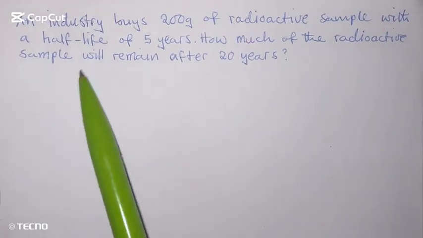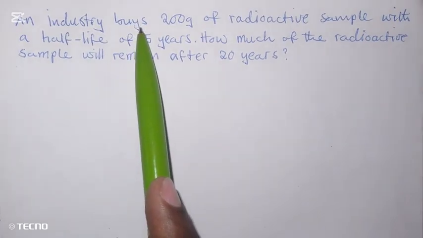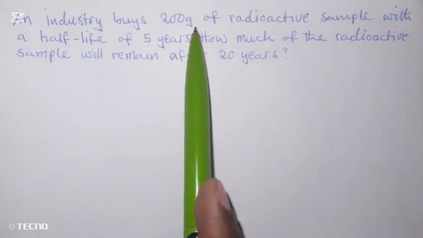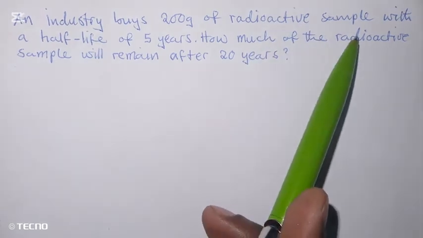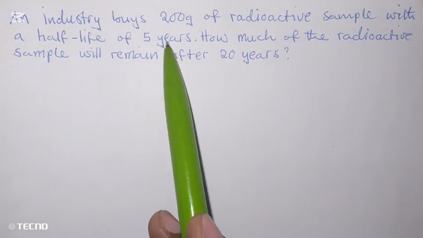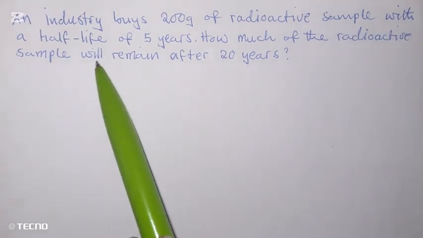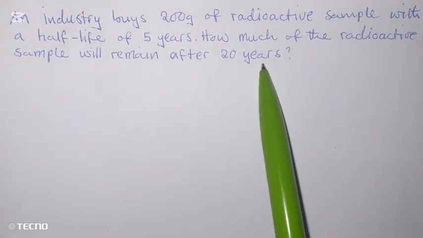Good everyone, here I've got this question. An industry buys 200 grams of radioactive sample with a half-life of 5 years. How much of the radioactive sample will remain after 20 years?